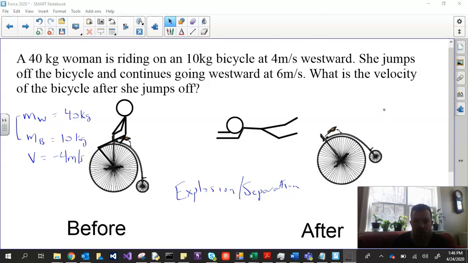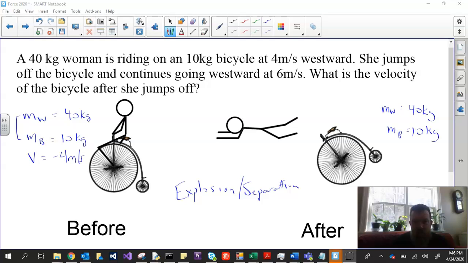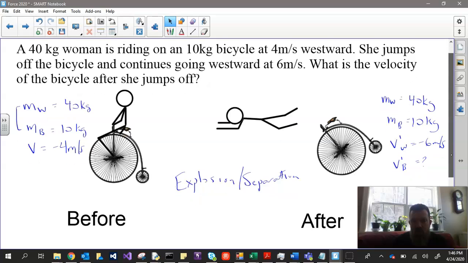After they separate, the mass of the woman is still 40. The mass of the bike is still 10. But the velocity of the woman is now -6 meters per second. And we're looking for the velocity of the bike, which has a little prime on it. So we need an explosion equation.